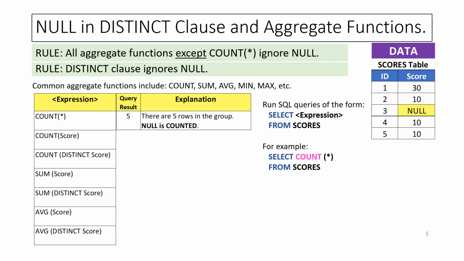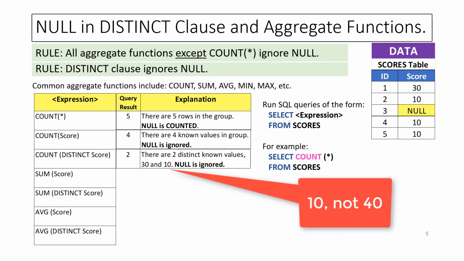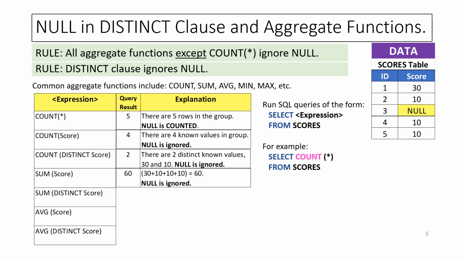Next, we run the query select count score from scores. Here we get back 4 because ignoring null, there are 4 known values of score in the table. How about count distinct score? How many unique or distinct values does score have? The answer is 2. The distinct values are 30 and 40. Sum score is easy. The value is 60 as shown. How about sum distinct score? This is the sum of distinct values of score, 30 and 10. So we get the sum 40.